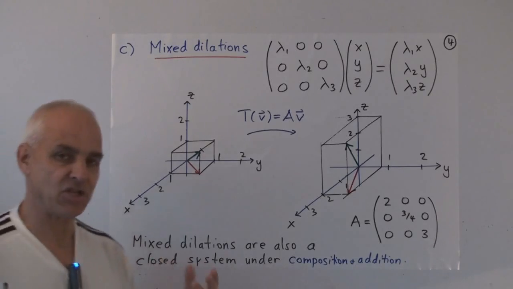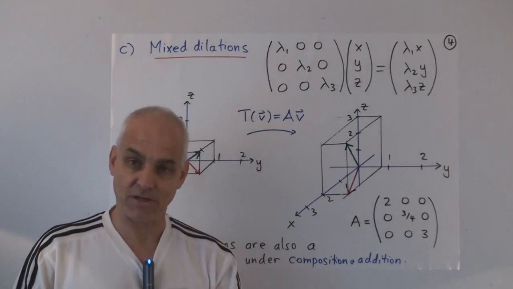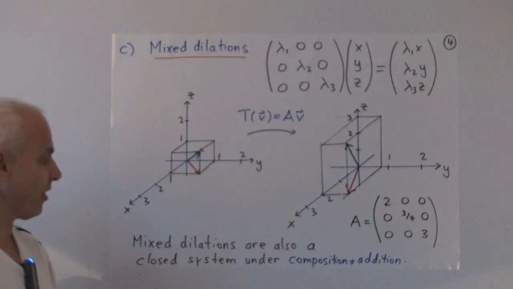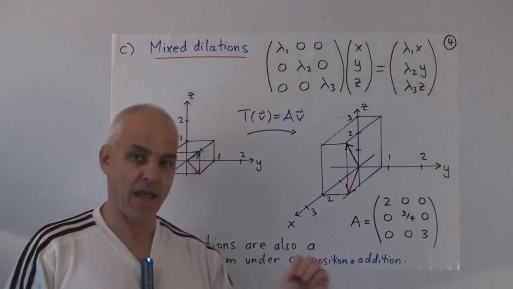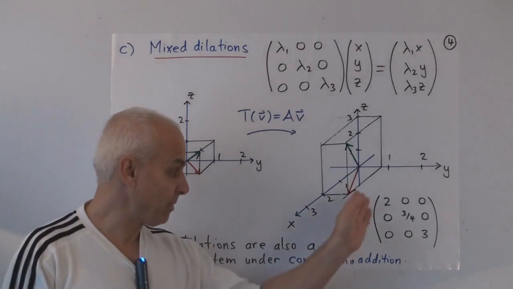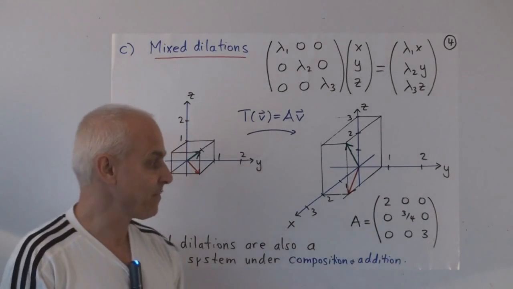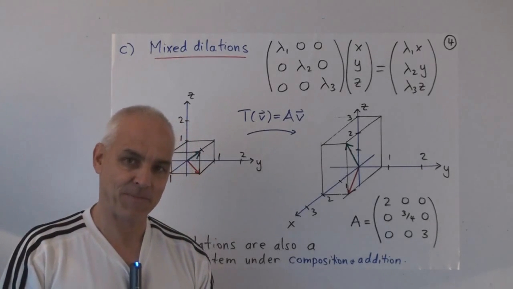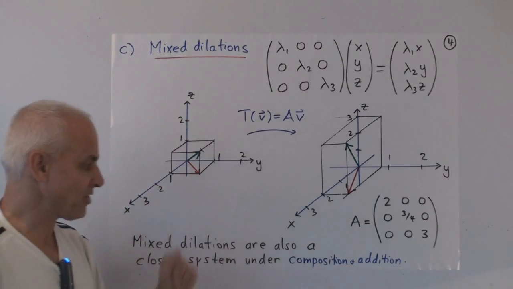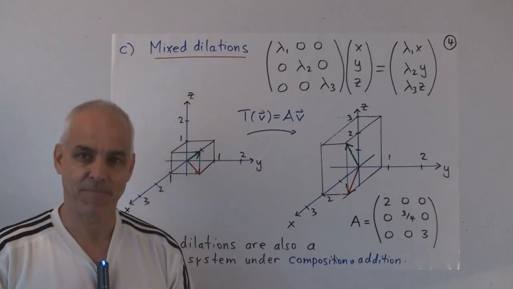So these mixed dilations are now a richer family. They include the pure dilations that we talked about before, but they're a little bit larger family. And they're also closed under composition and addition. If you multiply any two diagonal matrices, you still get a diagonal matrix. And when you add any two of them, you still get a diagonal matrix. This is a rather rich and important family of matrices.